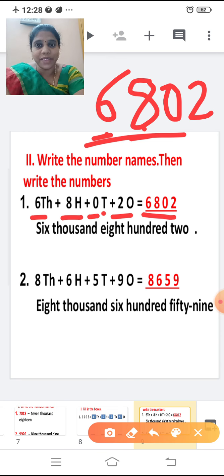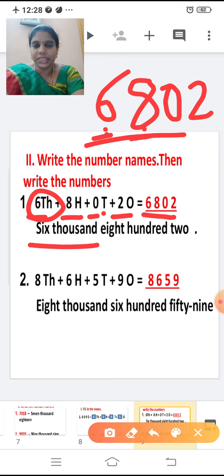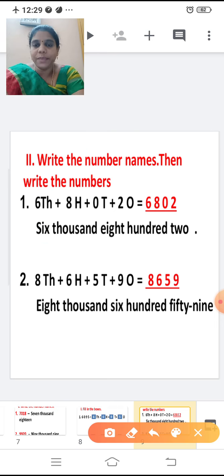Now what is the number name for this? So write 6,000. 6 in the thousands place. We all know. Just see this. 6,000 THOUSAND. How many hundred? 800. So write 800. 2. TWO. Number name is 6,802. Move on to the next one.